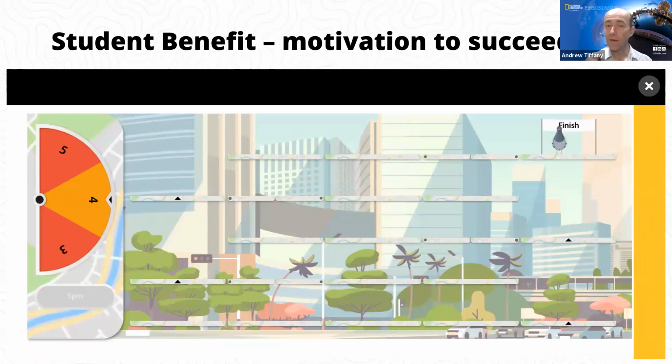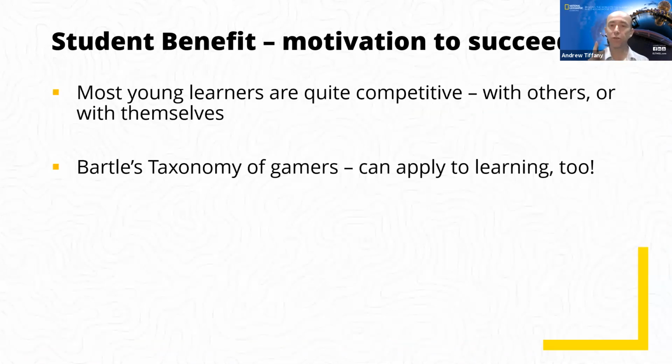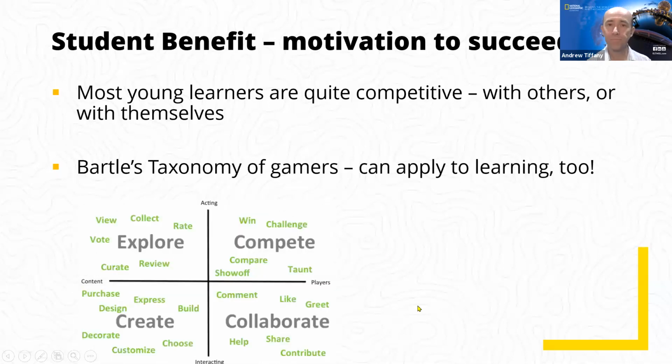So this is a game, but this game will be played by different people in different ways. Okay, and this is Bartle's taxonomy of gamers. So I'm going to show you two different views on this idea. One is this idea that you have four different types of people. One type of person is an explorer. One is a competitor. One is a creator or a decorator or a builder, right? And another one is a collaborator or a sharer, okay? These are some of the less harsh words maybe you want to use for Bartle's taxonomy.